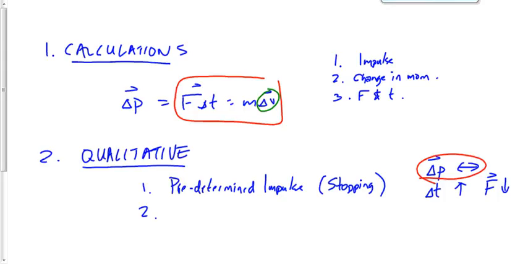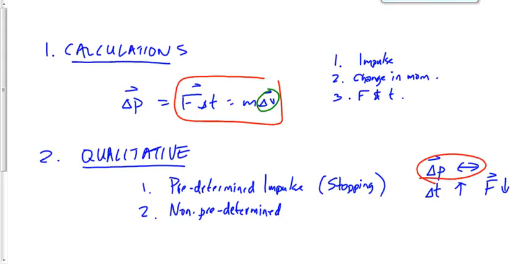All right, the other situation is, as I said yesterday, that non-existent word, but I like it, when we have a non-predetermined impulse. When do you have a non-predetermined impulse?